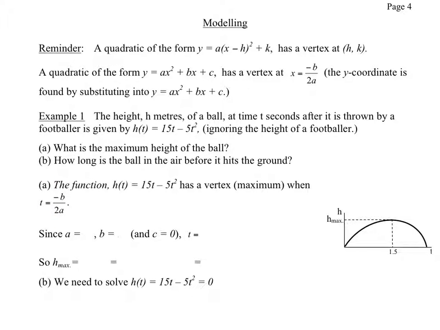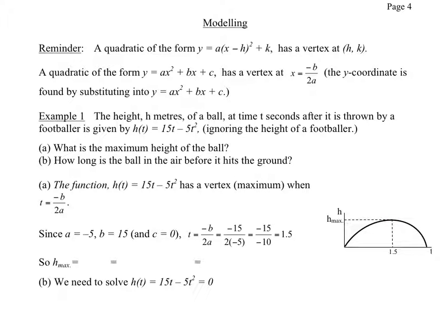Okay, so our a was equal to negative 5. We've got our b, it was 15. So when we calculate our t, it's going to be negative 15 over 2 times negative 5. So negative 15 over negative 10, giving us 1.5. So it's after 1.5 seconds. After 1.5 seconds, the ball reaches its maximum height.